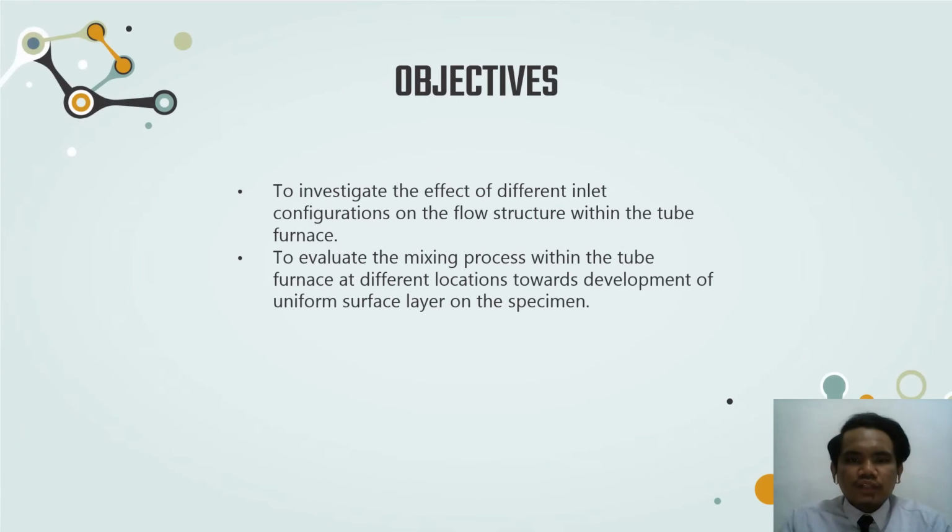Objective. The objective of this project is to investigate the effect of different inlet configurations on the flow structure within the tube furnace. By that, three inlet conditions have been chosen: triangle, horizontal and vertical, with three inlet sources. Next, to evaluate the mixing process within the tube furnace at different locations toward development of a uniform surface layer on the specimen. This development can be observed by the uniform thickness layer of surface improvement.